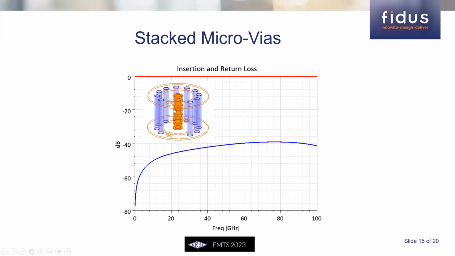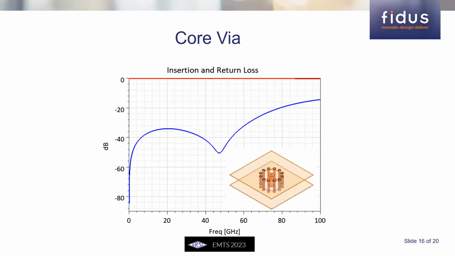It's a nearly perfect coax, you could call it. And the simulation with some optimized anti-pad diameter and the location of the ground vias at a particular radius gives us a 40 dB type return loss, even up to 100 gigahertz. So this is probably the easiest of the structures in a complex package.